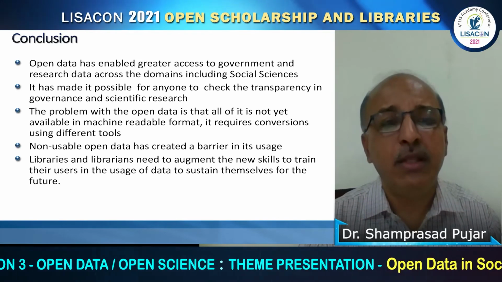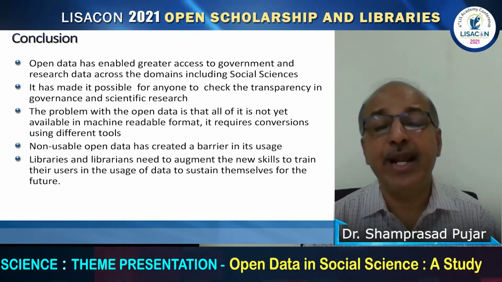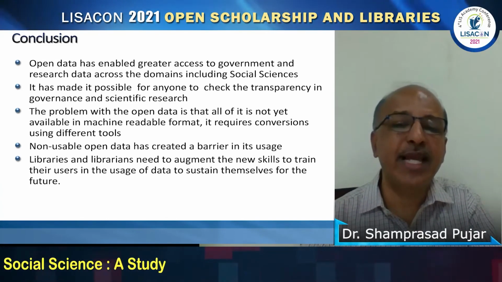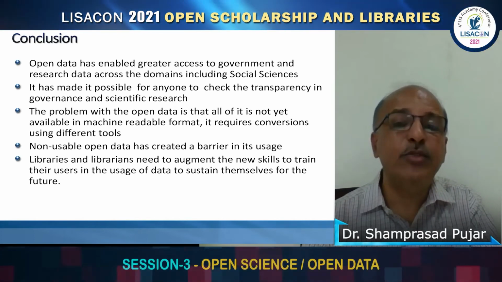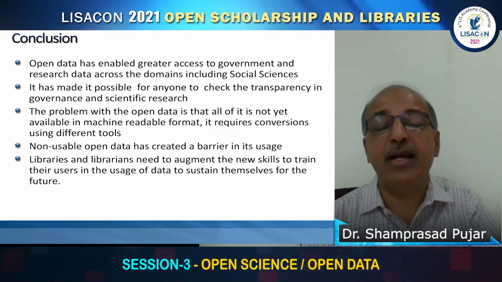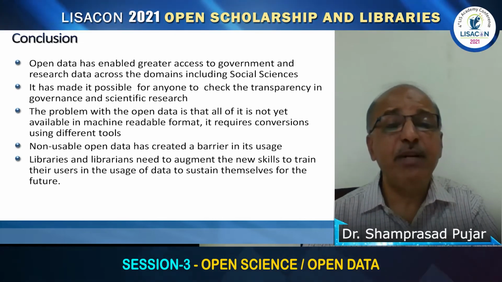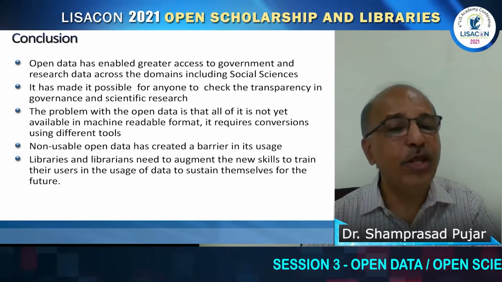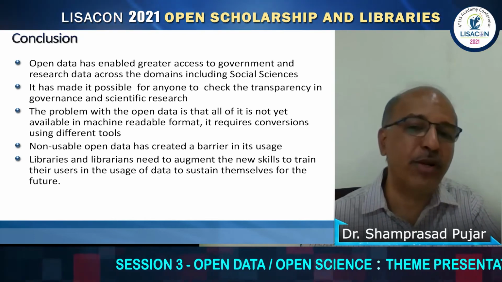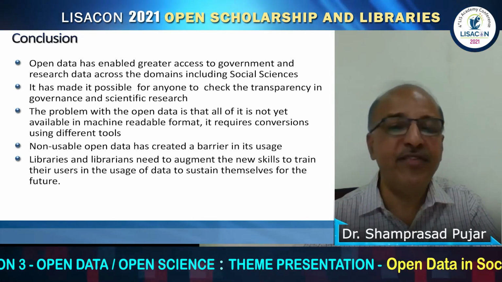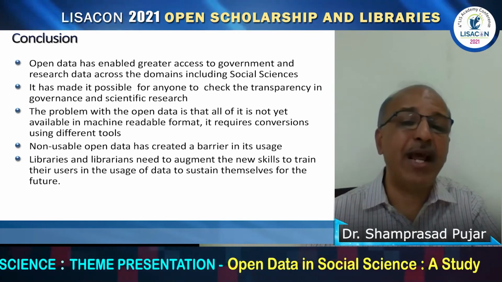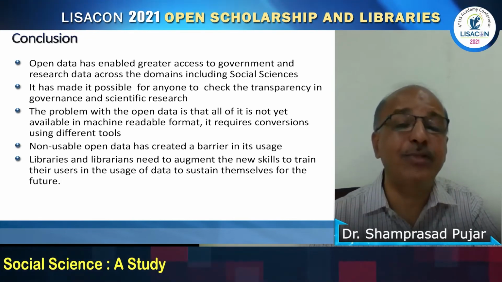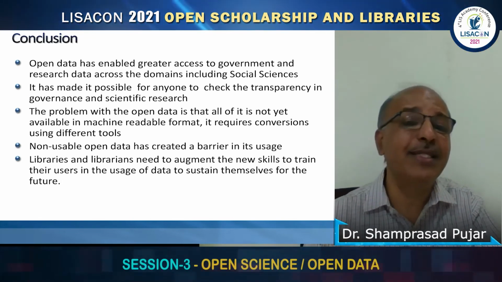So just to conclude, open data has enabled greater access to government and research data across domains, including social science. Because of this greater access, researchers are finding it very easy to use this data for their research. It has made it possible for anyone to check the transparency in research or in governance. Otherwise, earlier we never used to be able to make out how the government came out with a particular policy, on what basis. Similarly, with some scientific research and how it arrived at its conclusion, because all of the data, as I mentioned earlier, will not be available or accessible to us unless we make a specific request to the researchers. So this has made it possible.